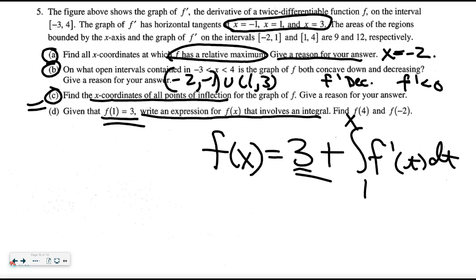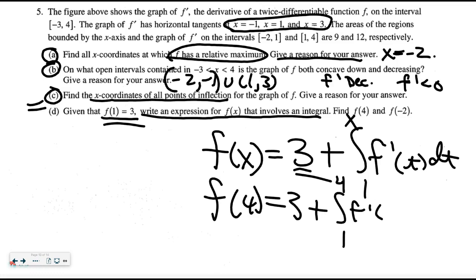Now watch me check it. What's the antiderivative of f prime? f of x, right? From x to 1, so it'll be f of x minus f of 1. So I'll be subtracting the 3. Do you see how I get the f of x right back? So for me to do f of 4, I'm going to do 3 plus the integral from 1 to 4.